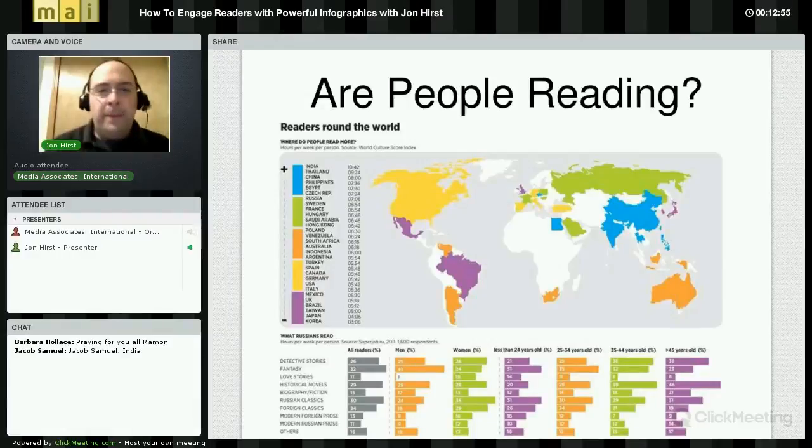This is a map based on the World Culture Index, and it shows the number of hours people are reading per week. And so the blue countries, you'll see, are reading the most hours, and most of those are in Asia, reading over 7 hours a week per person. Then, of course, you go to some of the green, the orange, yellow, which includes the United States, and then purple, which includes parts of Latin America, and especially, you'll notice, South Korea and Japan.